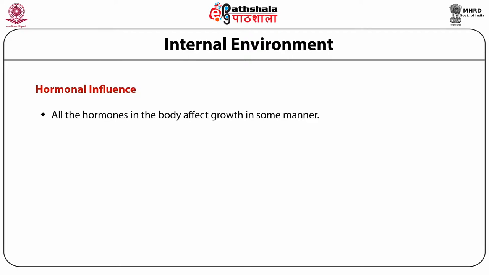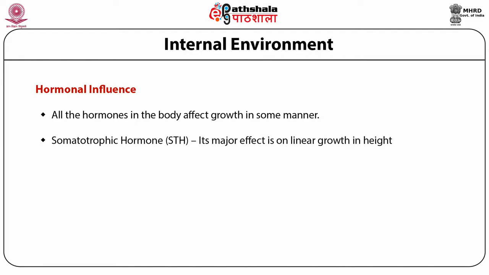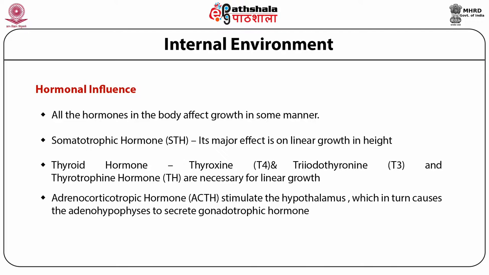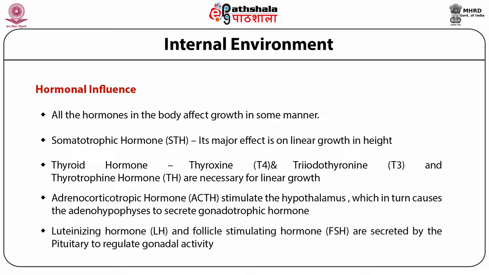All the hormones in the body affect growth in some manner, like somatotropic hormone. Its major effect is on linear growth in height. Thyroid hormones, thyroxine and triiodothyronine, called T4 and T3, and thyrotropic hormone are necessary for linear growth. Adrenocorticotropic hormone stimulates the hypothalamus, which in turn causes the adenohypophysis to secrete gonadotropic hormone. Similarly, luteinizing hormone and follicle stimulating hormone are secreted by the pituitary to regulate gonadal activities. So these are the important hormones that affect growth.